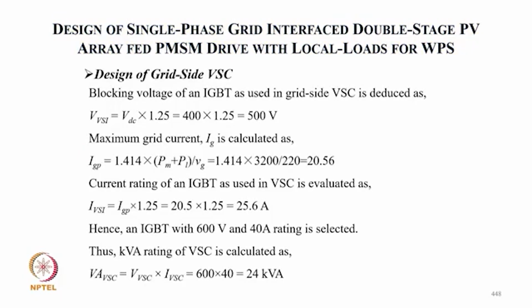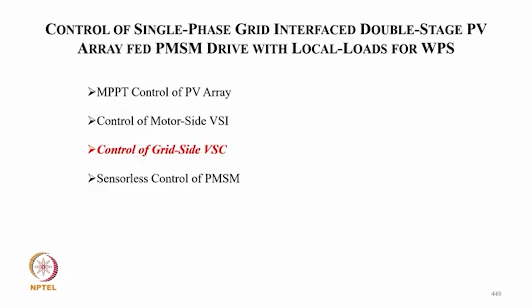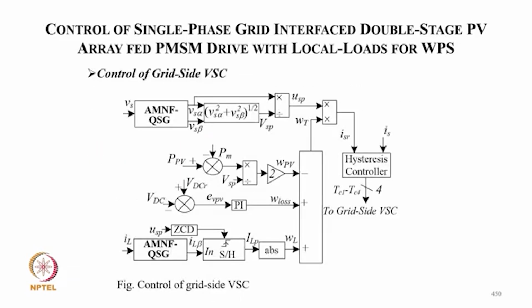So here we have a grid side converter. In the design, we consider the DC link voltage 500 volt and grid current of about typically 20 ampere with the power of typically 3.2 kilowatt and the IGBT rating of 25 ampere, and we select the inverter of 24 kV. Now coming to control of the grid side converter. So we have here the DC link voltage control and PV array control, and from the load we get the load power. So we calculate the load power.